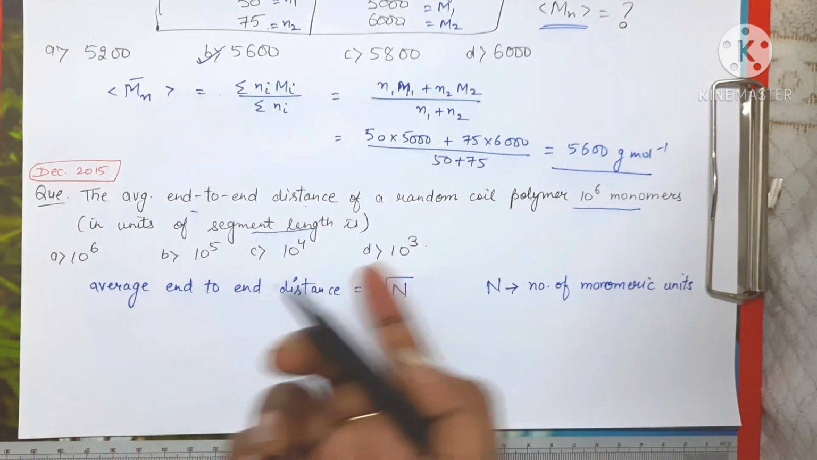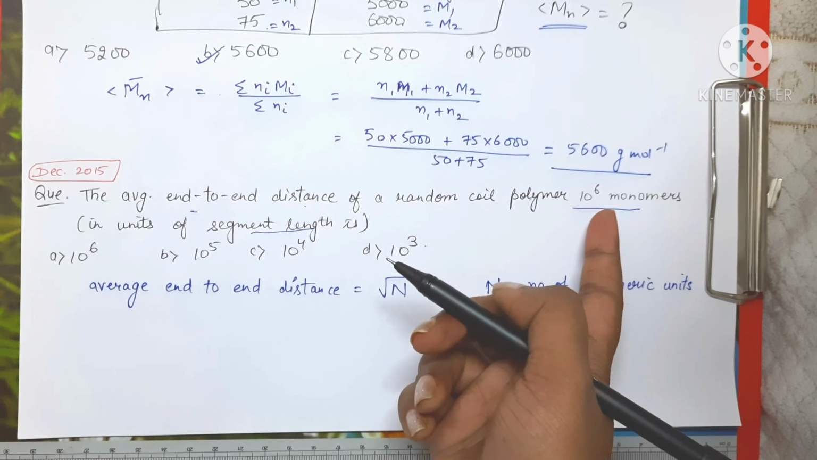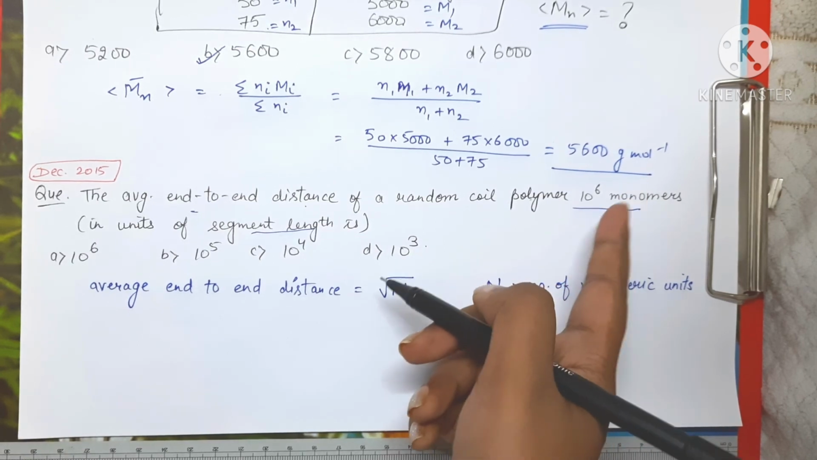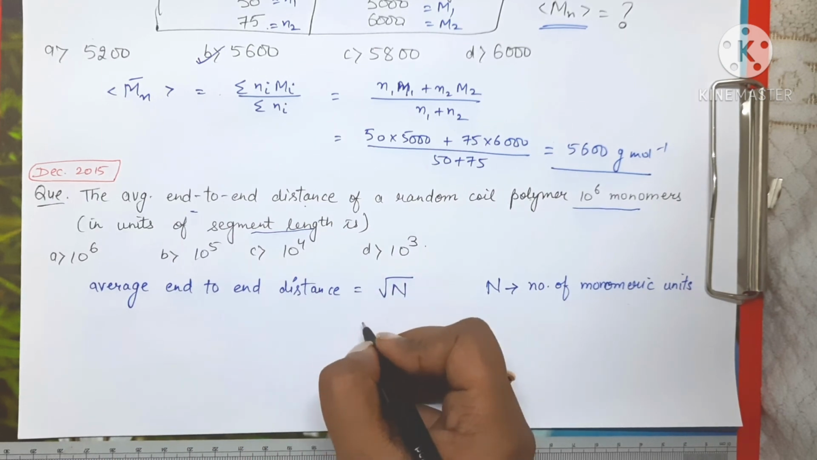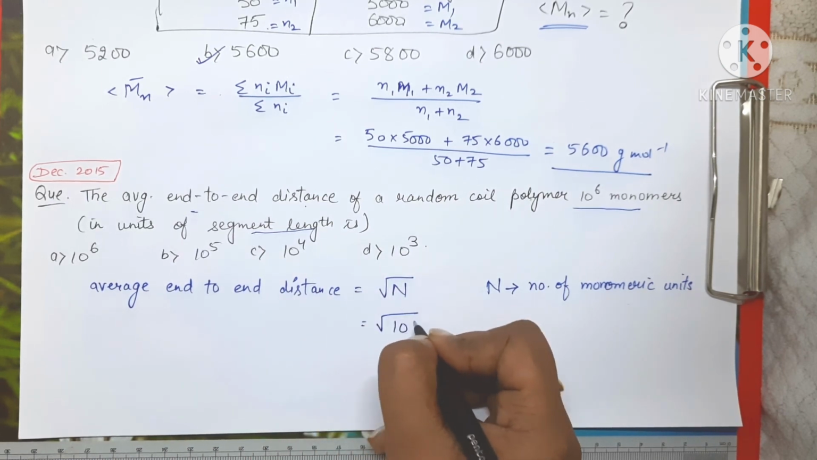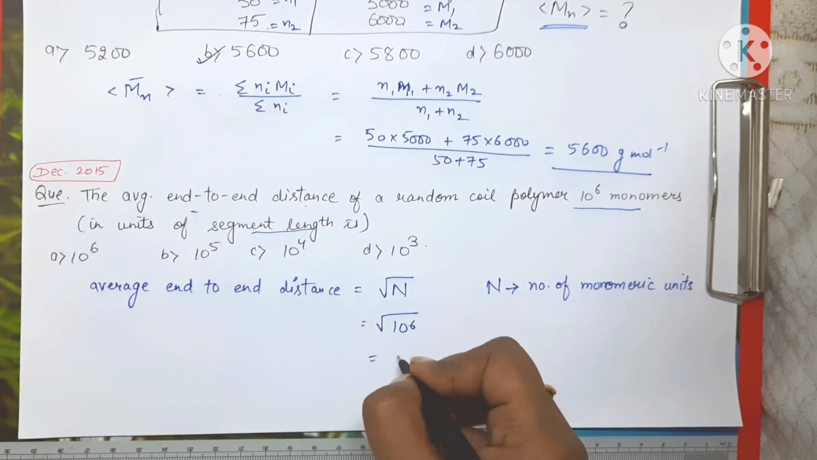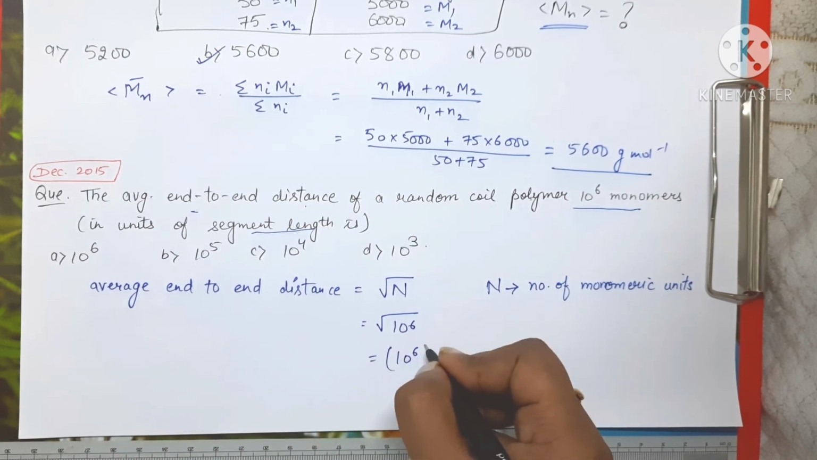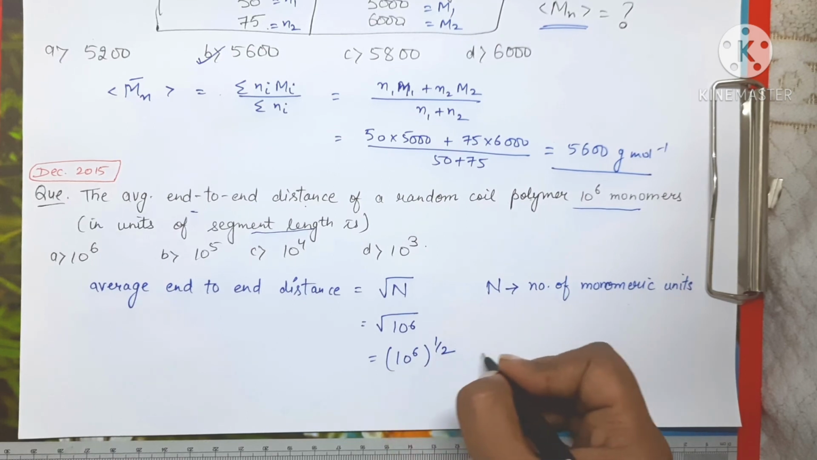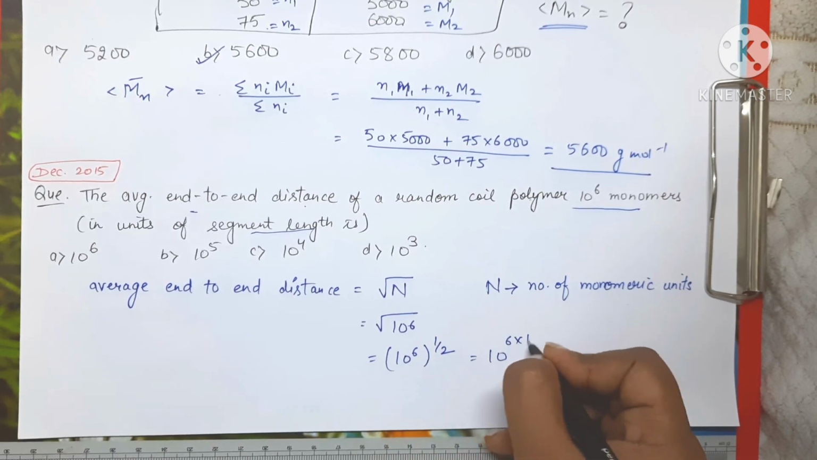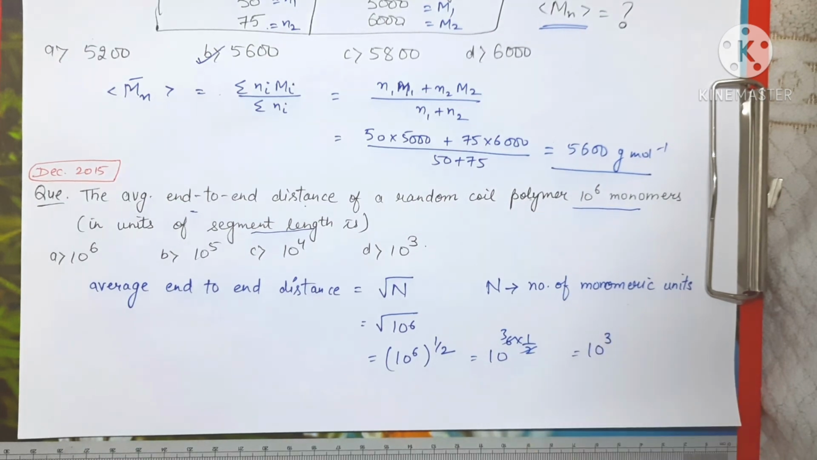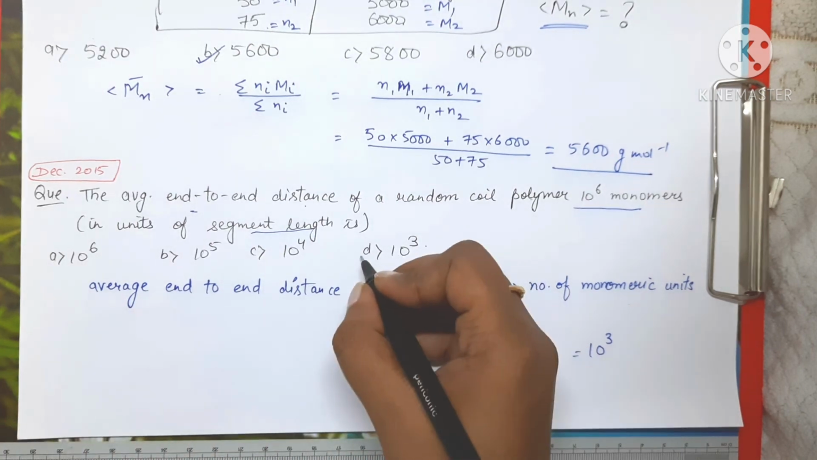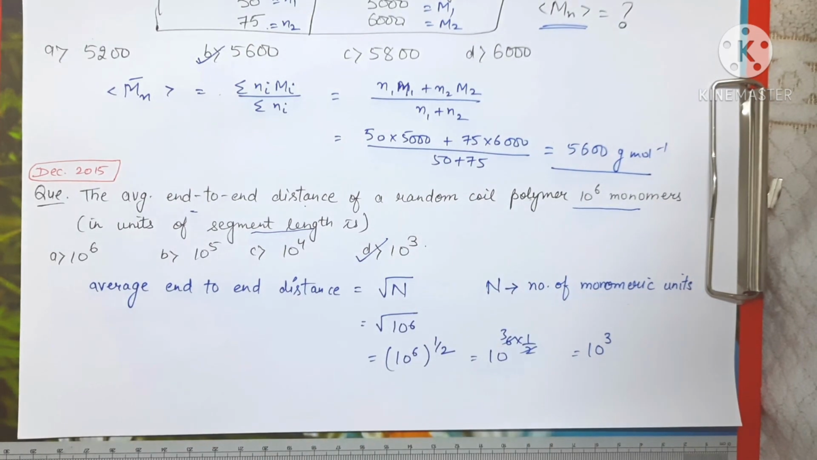We have been given the value of the number of monomeric units, that is 10 raised to power 6. We just have to substitute this value over here. So what we'll get is root under 10 raised to power 6, or you can write it as 10 raised to power 6 whole to the power 1 by 2. 6 into 1 by 2, that is 10 raised to the power 3. So this will be the answer. So the correct option is option D.